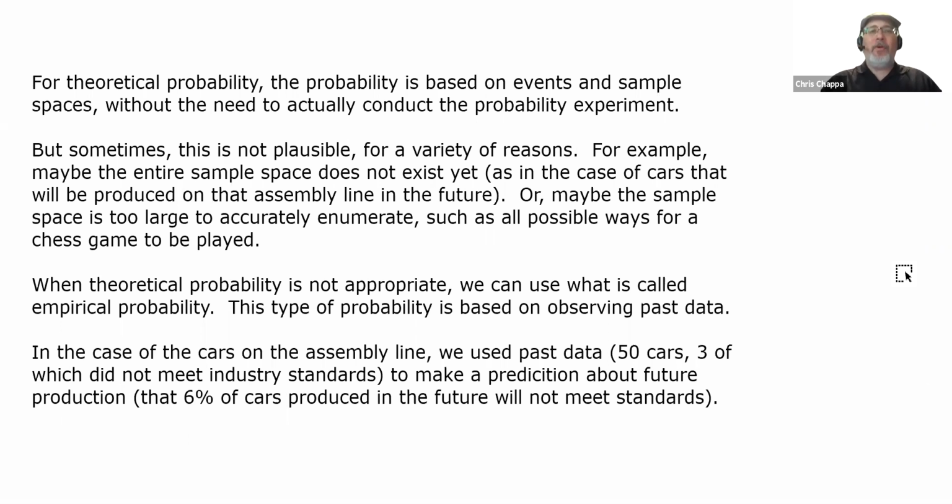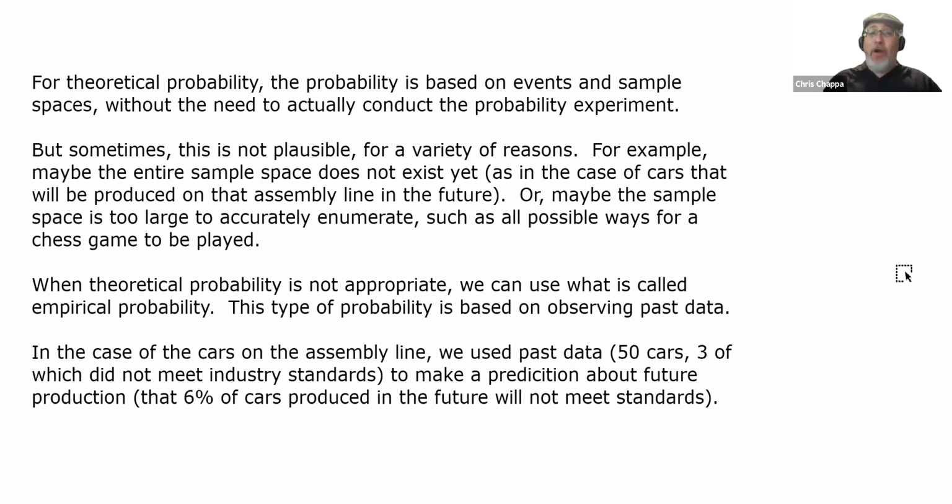For theoretical probability, the probability is based on events in sample spaces without the need to actually conduct a probability experiment. But sometimes this is not plausible for a variety of reasons. For example, maybe the entire sample space does not exist yet, as in the case of cars that will be produced on that assembly line in the future. Or maybe the sample space is too large to accurately enumerate, such as all possible ways for a chess game to be played. When theoretical probability is not appropriate, we can use what is called empirical probability.